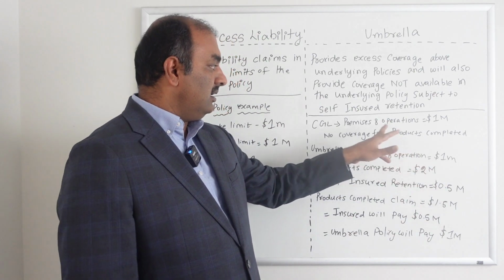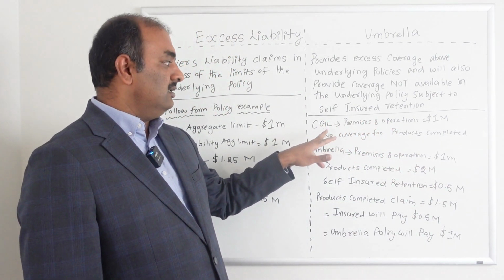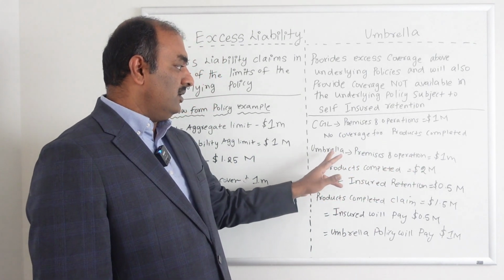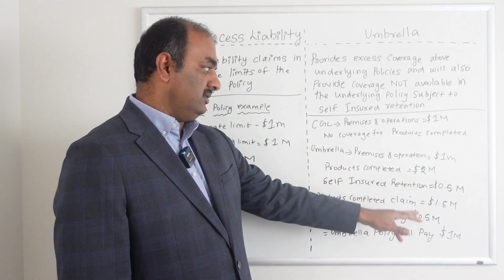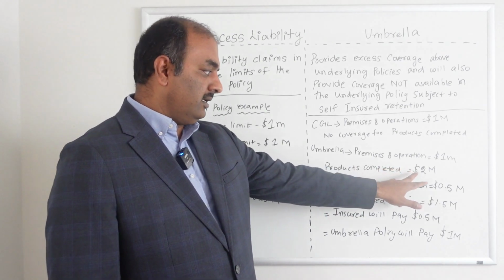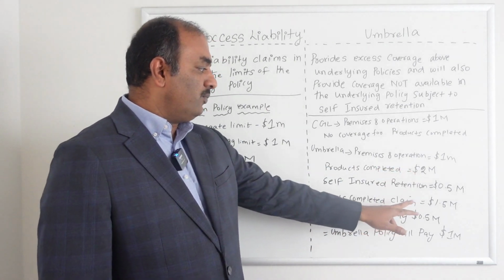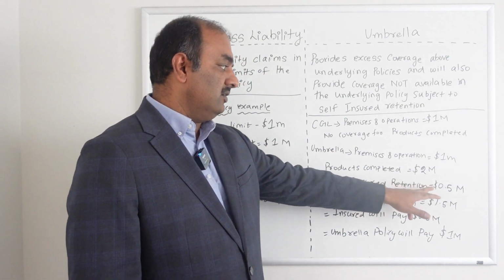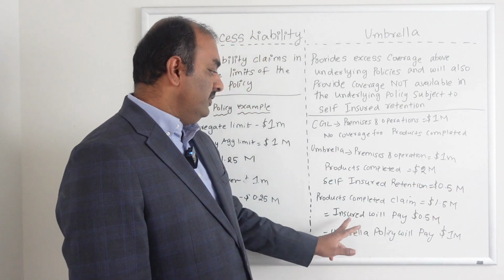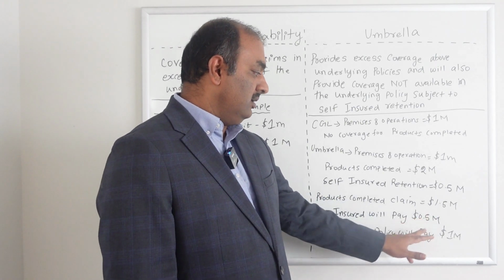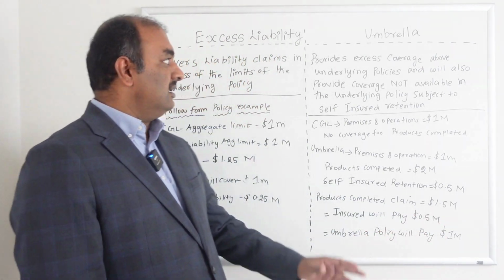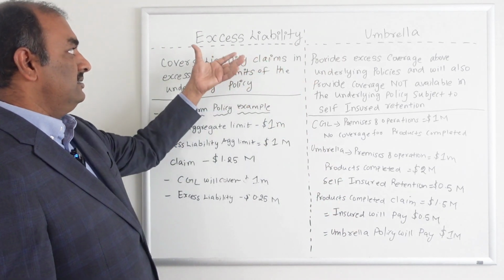You can clearly see the primary policy does not give products completed coverage. So only the umbrella policy gives products completed coverage, and the limit is 2 million. Your claim is only 1.5 million. Because you had a self-insured retention of 0.5 million, you will pay, as the insured, 0.5 million. The remaining 1 million will be paid by the umbrella policy. So that's a clear-cut difference between umbrella and excess liability.